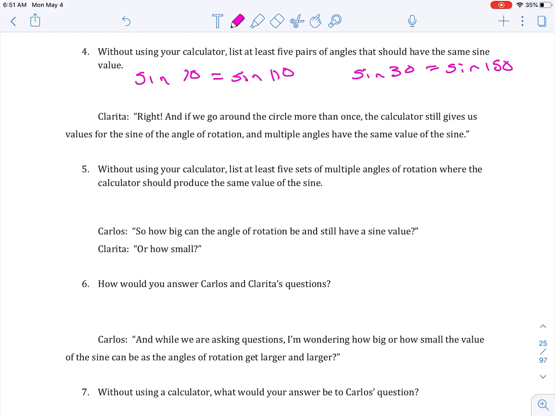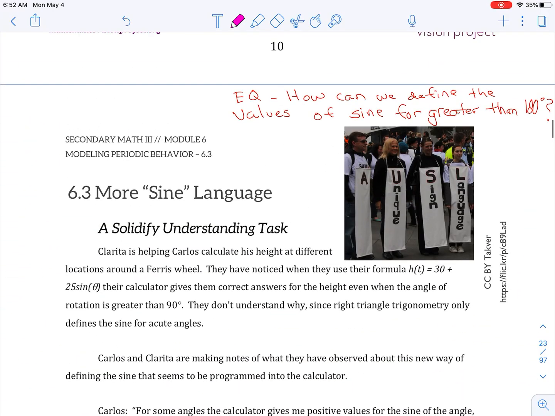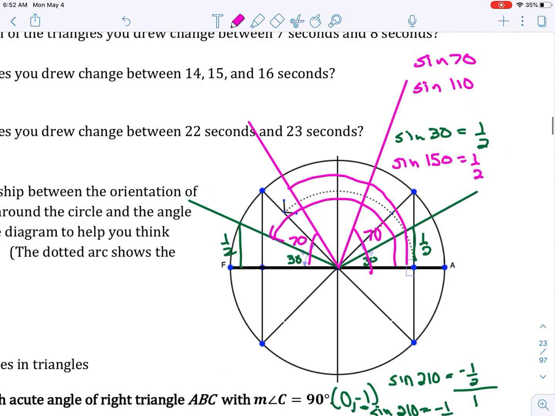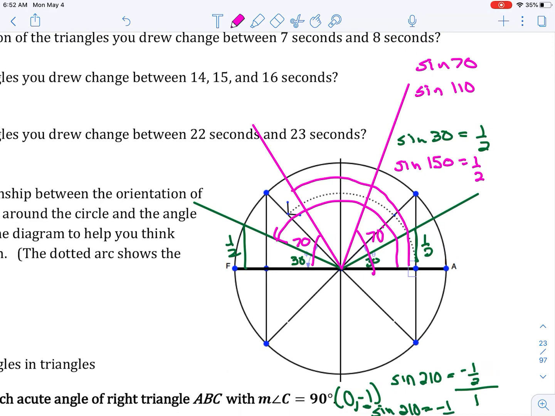Okay, right, says Clarita. And if we go around the circle more than once, the calculator still gives us values for the sine of the angle of rotation. And multiple angles have the same value of sine. Without using your calculator, list at least 5 sets of angles of rotation for which the calculator should produce the same value of sine. Okay, so for 5, we're talking about the ones that go around the circle multiple times. So keep referring back to the circle here.